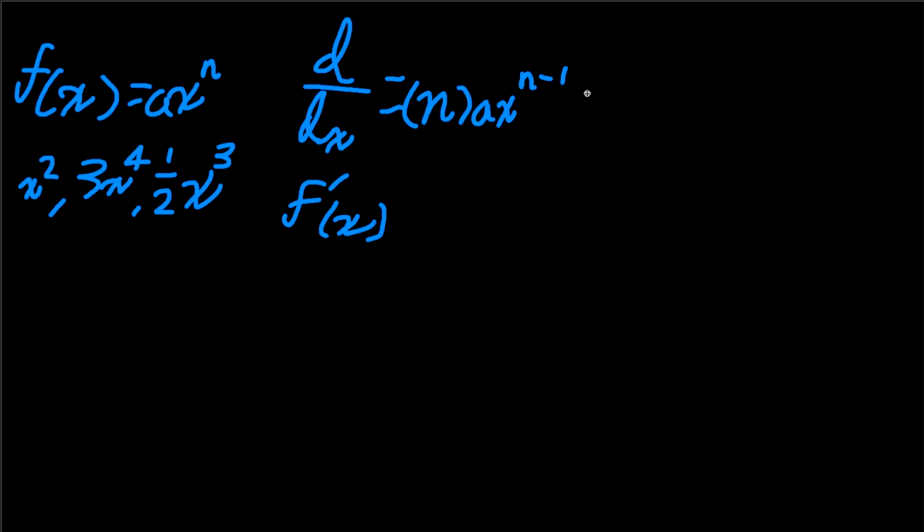Now, with this power rule, what you basically did is that you took whatever your power was in the original function, and then you multiplied the a by that, which in this case would be n. Now, once you're done with that, you'll be left with your new number to multiply the variable by, and then the power will take minus 1.